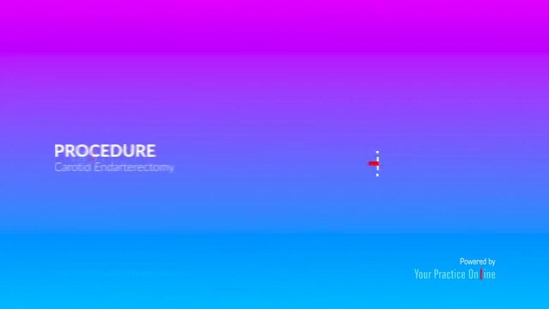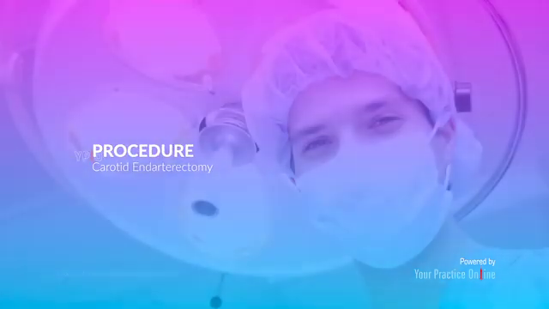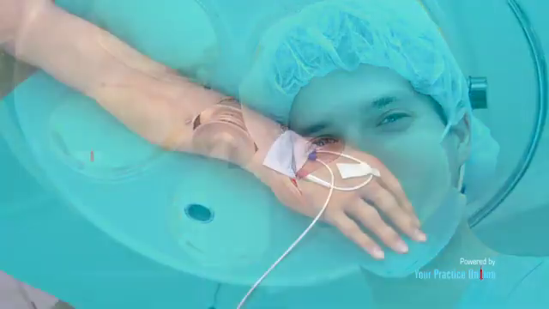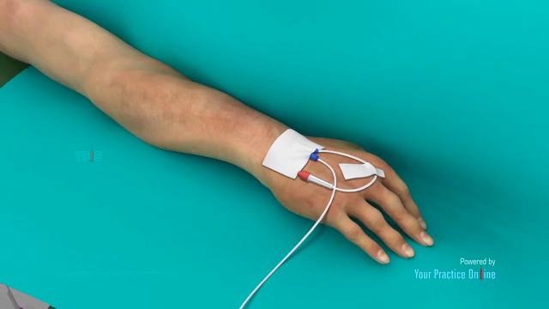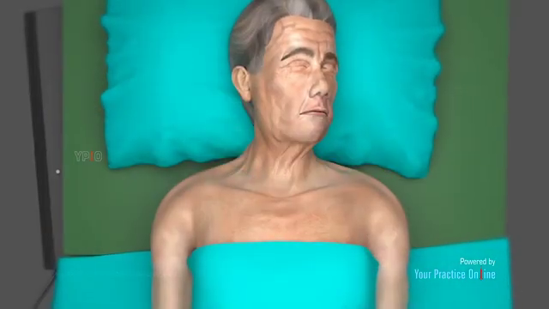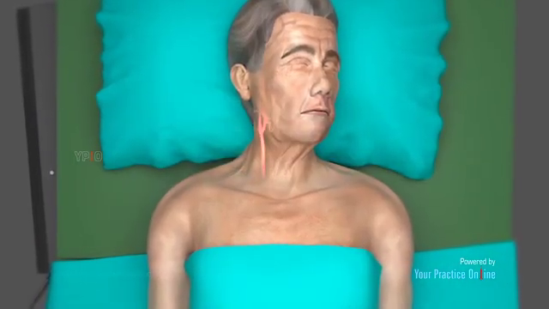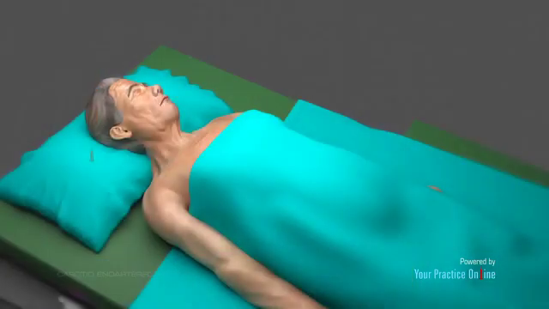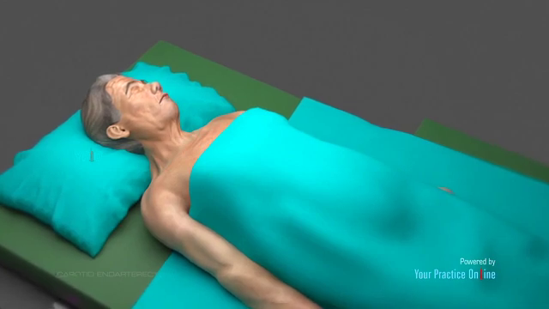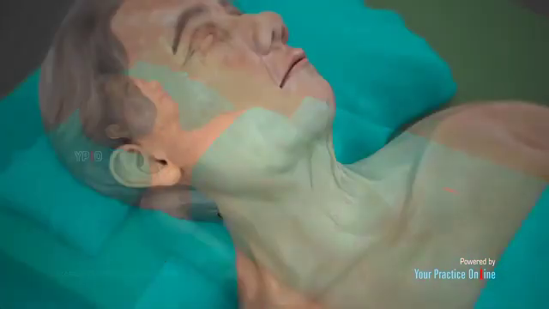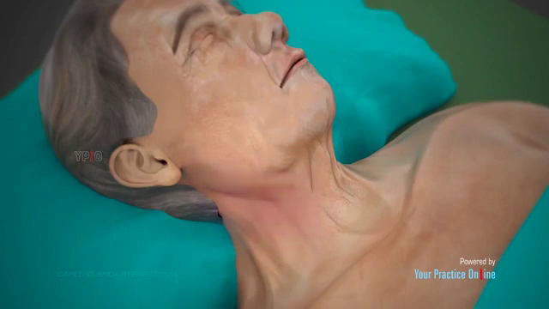Carotid endarterectomy procedure. A carotid endarterectomy procedure involves the following steps. Intravenous lines will be placed to administer antibiotics to prevent infection. You will lie on your back with your head turned away from the surgical site. The surgery may be performed under general or local anesthesia, with the anesthesiologist monitoring your vital signs during the procedure. The skin over the surgical site will be cleaned with an antiseptic solution.